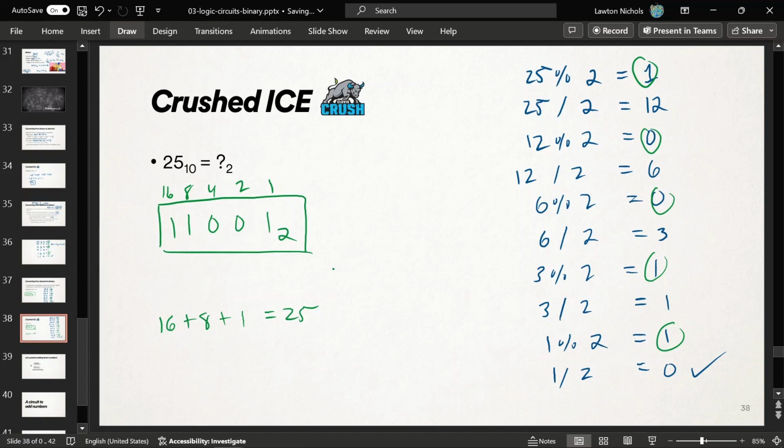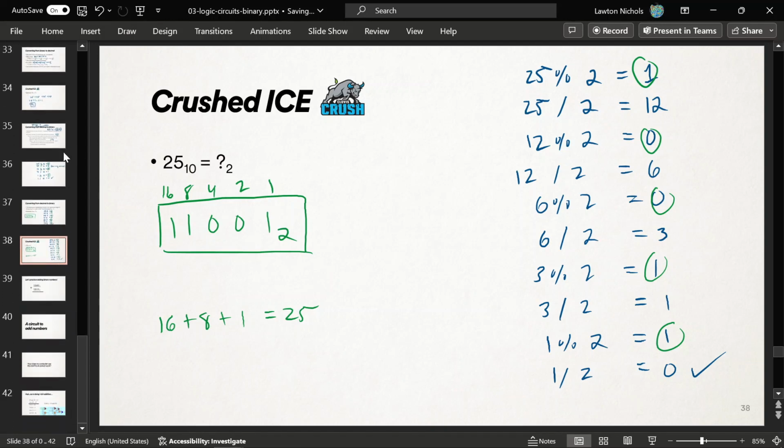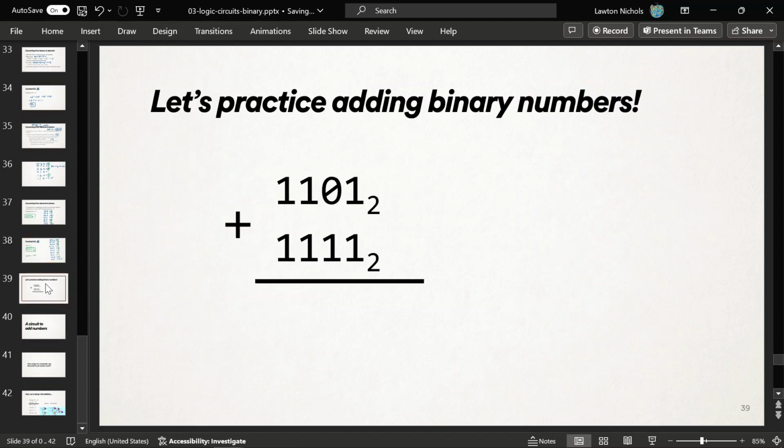Any questions about that process? It's a bit complicated, but that's how you can always make it work, going from decimal to binary. Okay. Now that we're comfortable with binary, let me show you something weird. Let's add binary numbers. It's going to look so odd to you.